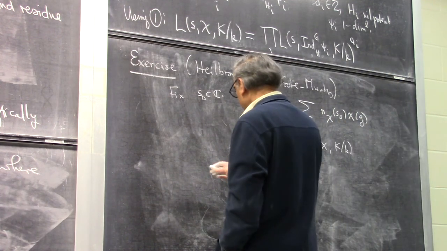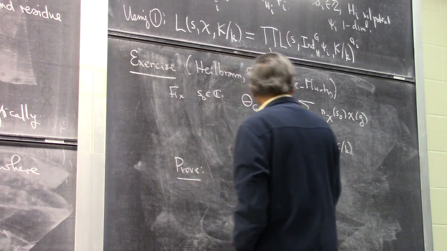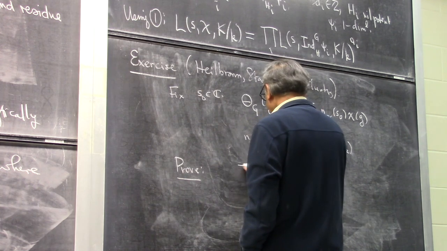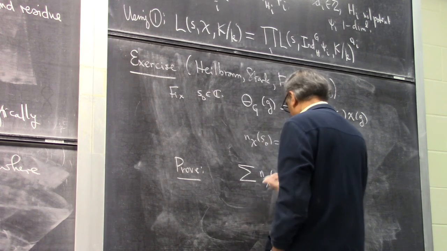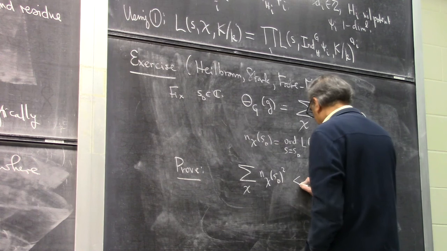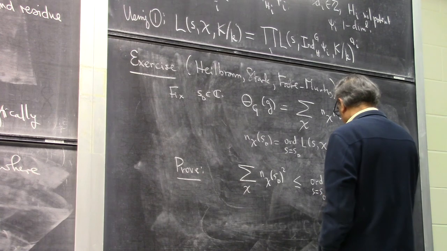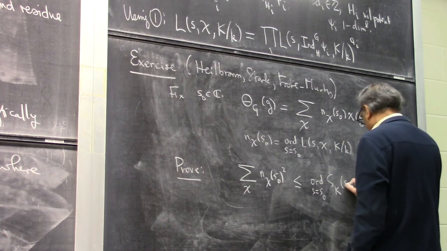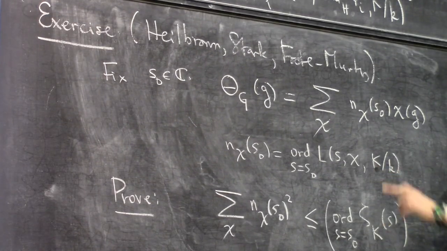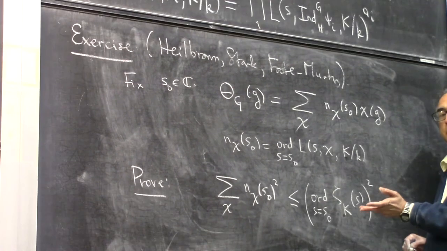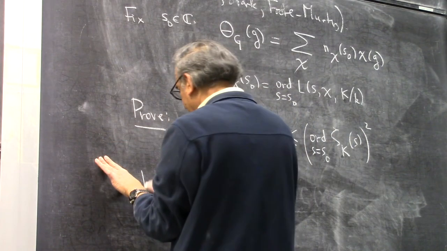Then prove that the summation of n chi s naught squared is less than or equal to the order of the Dedekind zeta function of the top field at s naught, squared. So this is the Dedekind zeta function of the top guy. Okay, so I'm asking you to prove this exercise, and it's not a trivial exercise.